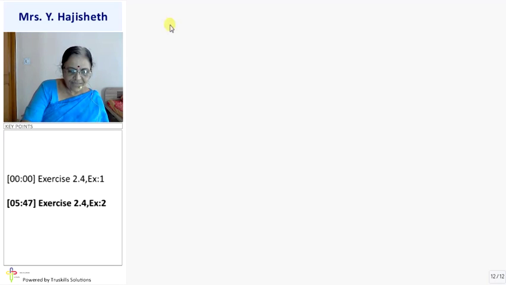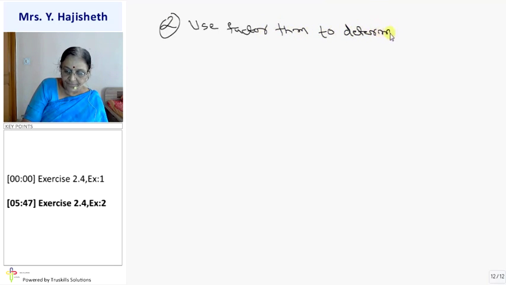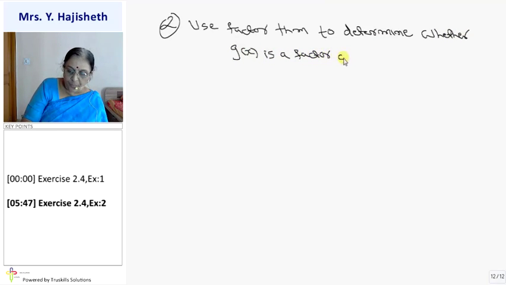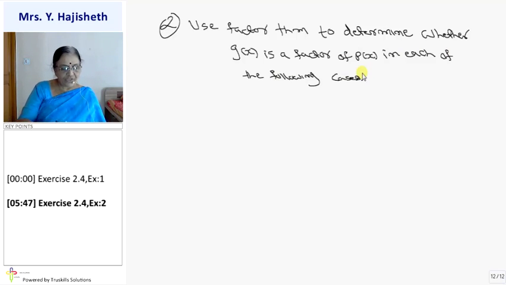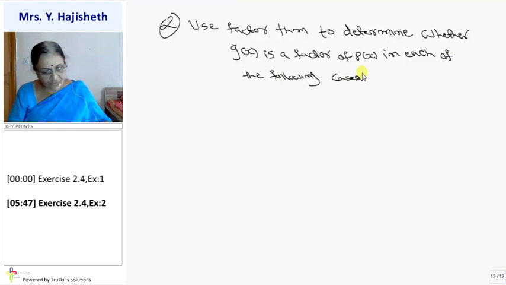Now, sum number 2. Little bit difficult. Second sum of 2.4 is: use factor theorem to determine whether g(x) is a factor of p(x) in each of the following cases. Clear? You have to check whether g(x) is a factor of p(x) or not.